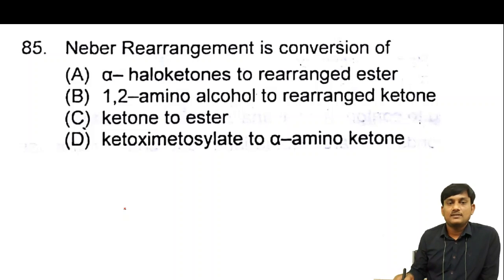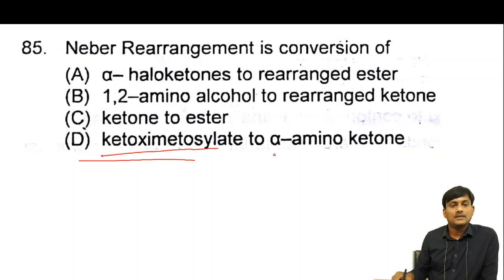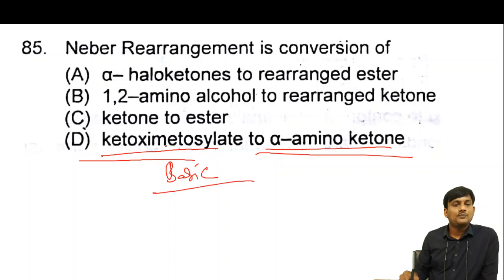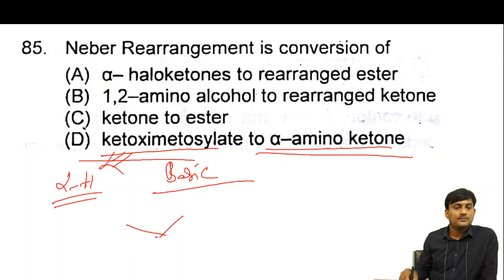Neber rearrangement is the conversion of a ketoxime tosylate directly into alpha amino ketones in the presence of basic conditions. The ketoxime tosylate should have alpha hydrogen. Suppose you take this ketoxime tosylate, with OTs, and this is R, and this is R, and this is the alpha position.